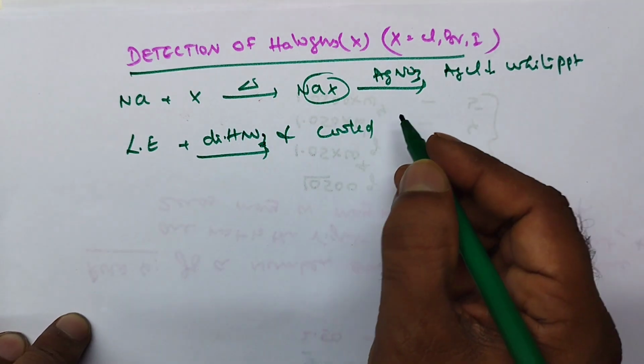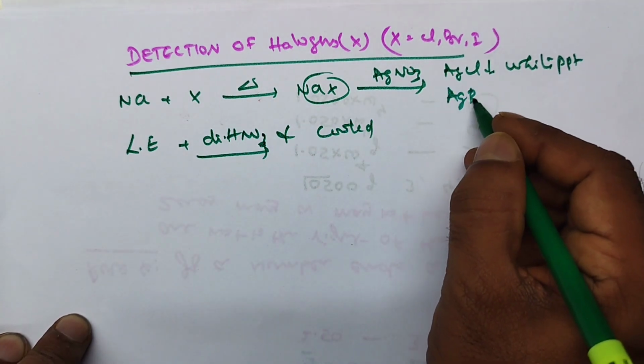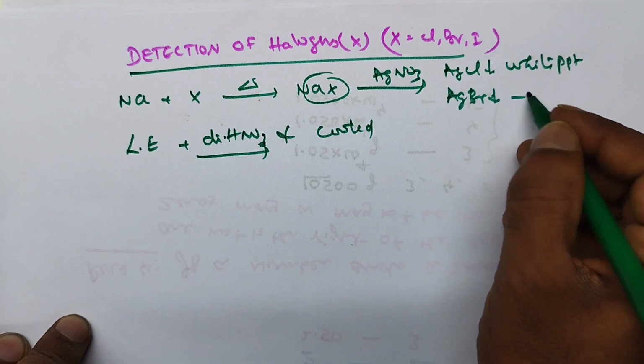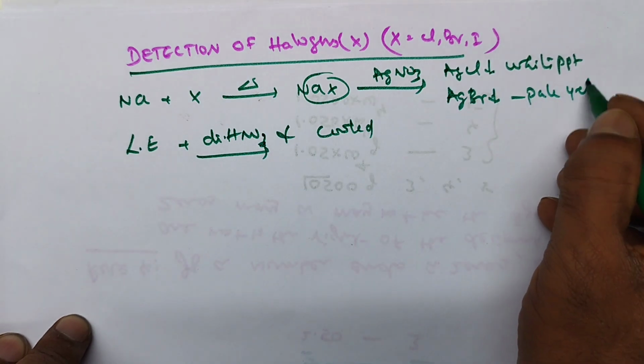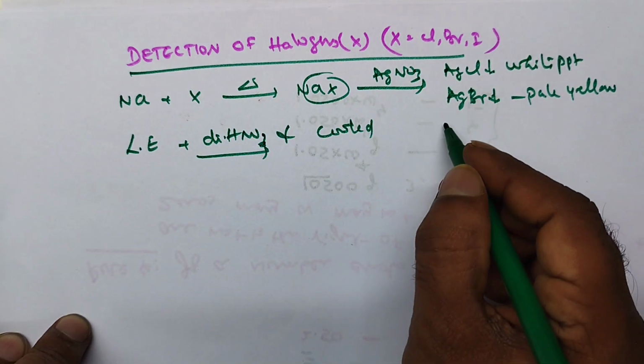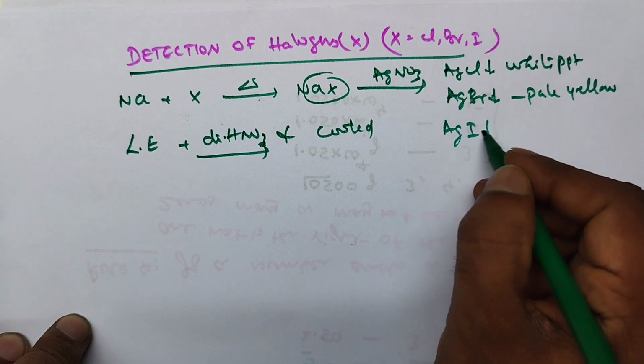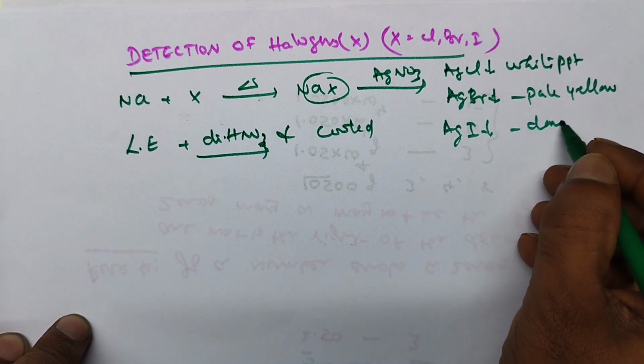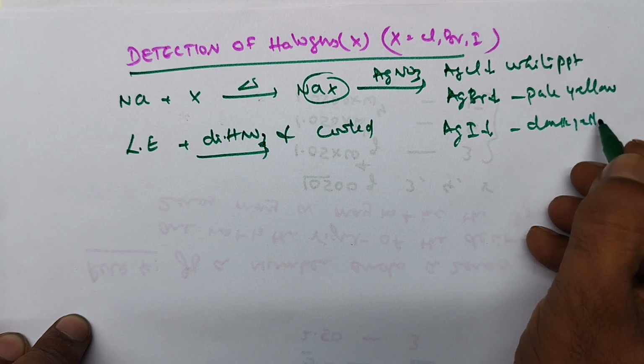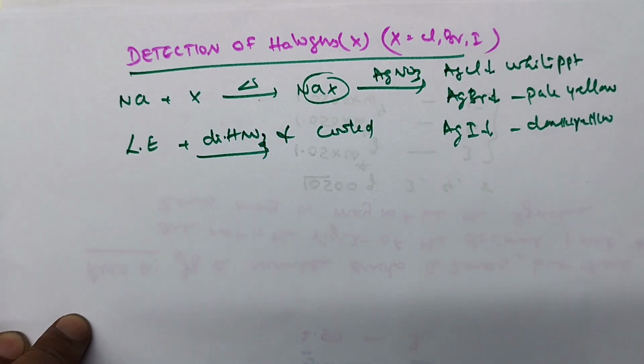Suppose bromine is there, AgBr will be formed, which is pale yellow. If iodine is there, AgI will be precipitated, which is dark yellow. The precipitate color is dark yellow.